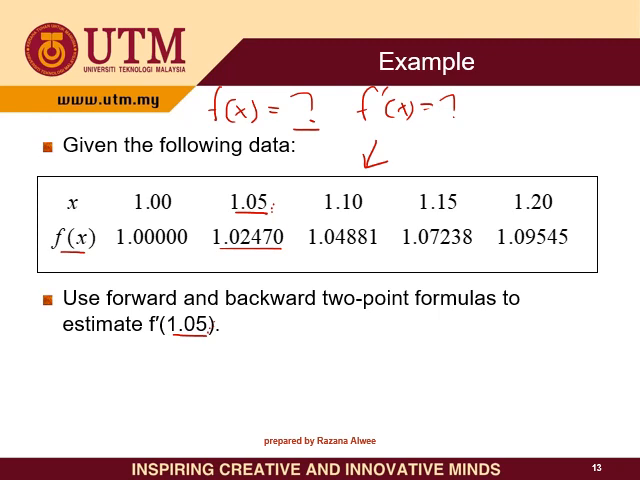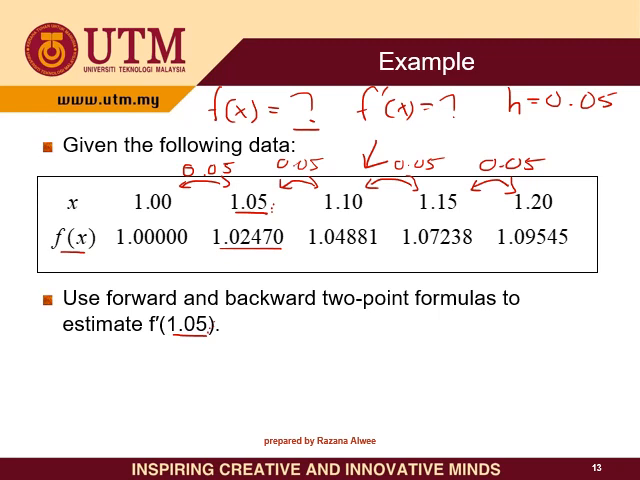Now, to use this table to find the first derivative, as you can see, we have 2 points here, so we need to have 2 points. For forward and backward formulas, in order for us to know how to use them, we need to identify the h. What is the h? h is the difference between these two points. How much is the difference here? 0.05. This is the h, 0.05, 0.05. So the h is 0.05.